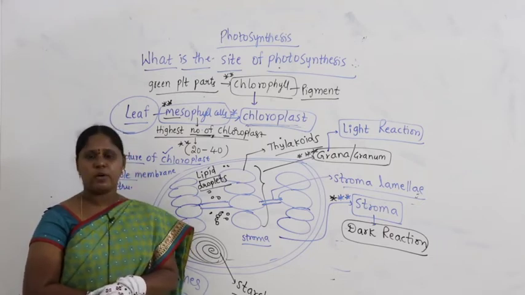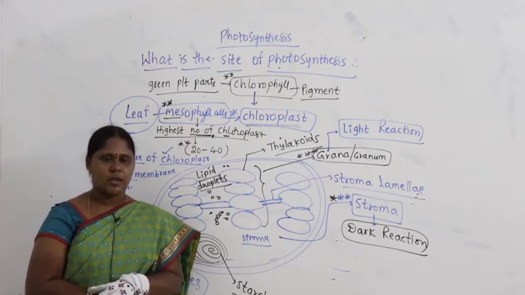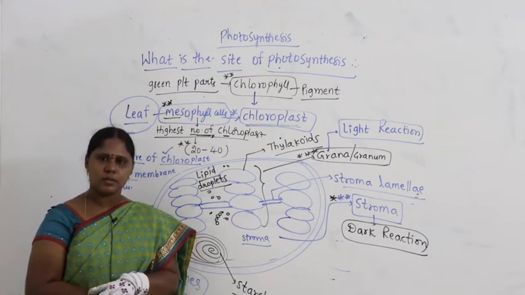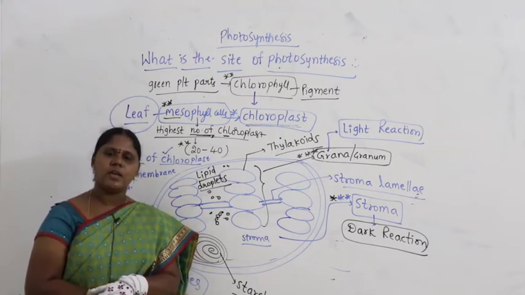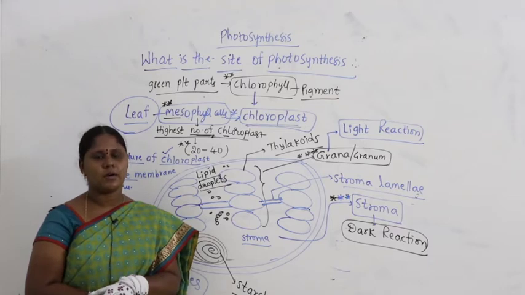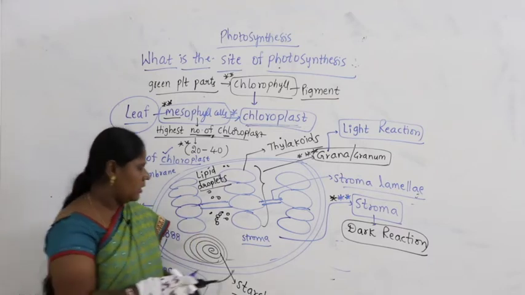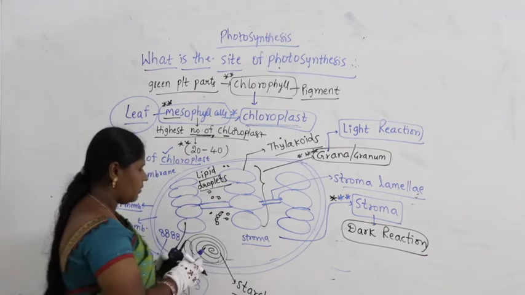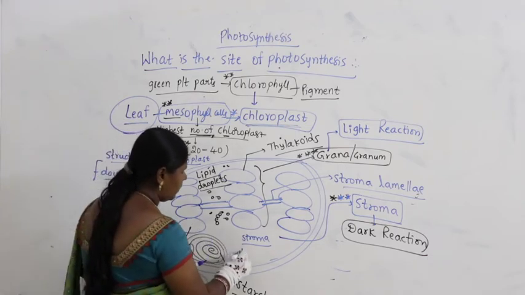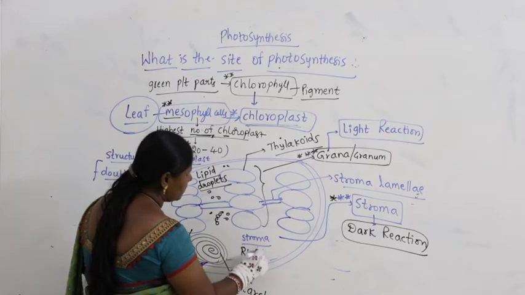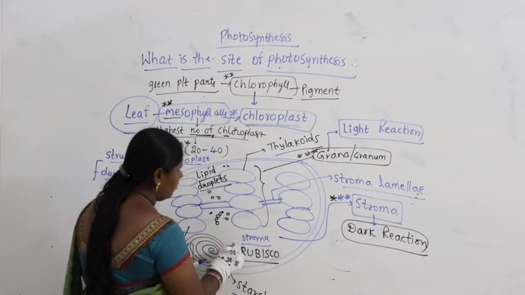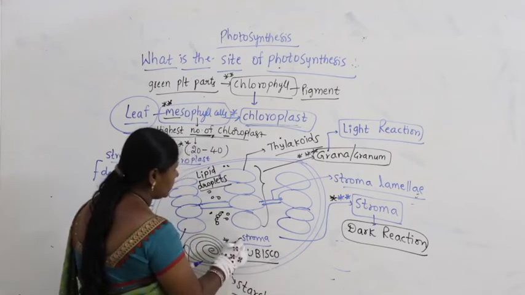Now, the first clue I will give you is biomolecules. In the first year in biomolecules, we discussed a very important point regarding the chloroplast. Guys, can you recollect it? What is that? I am talking about the stroma. In stroma, the most abundant protein you find is nothing but rubisco.